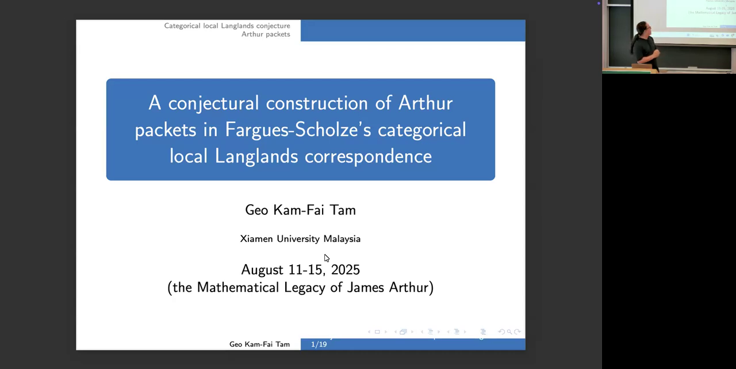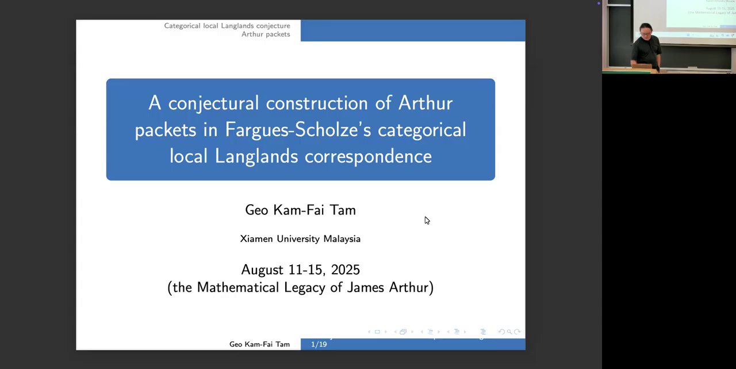So this talk will be in two parts. The first part, I will give the setup from a learner's point of view, the categorical local Langlands conjecture. And the next part, I will try to put other packets in this context. Okay, so this will be the outline of the talk.